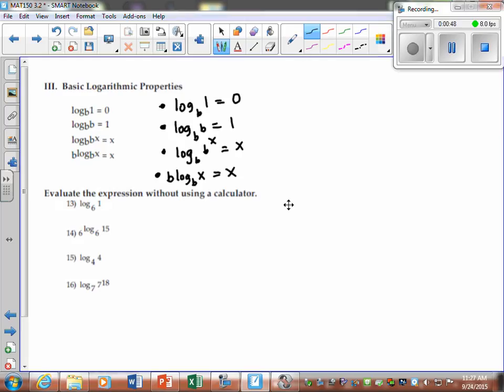So let's look at 13. Log base 6 of 1, anything log of 1 is just going to be 0, right? Because it's like asking ourselves, 6 to the what power gives us 1. Alright, when this matches this, our answer is just going to be 15.